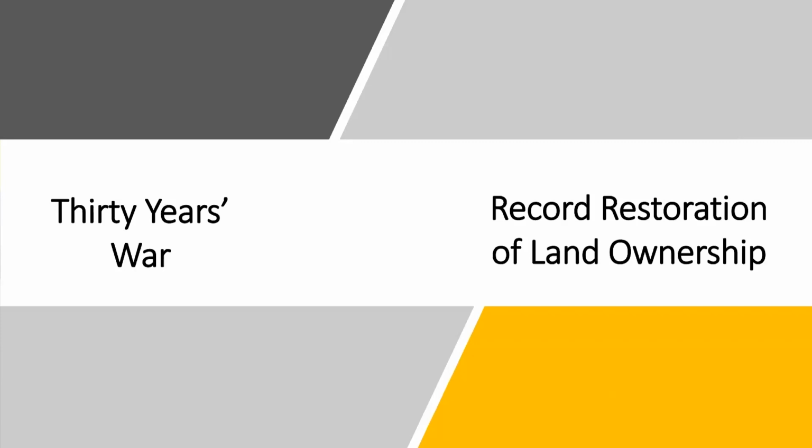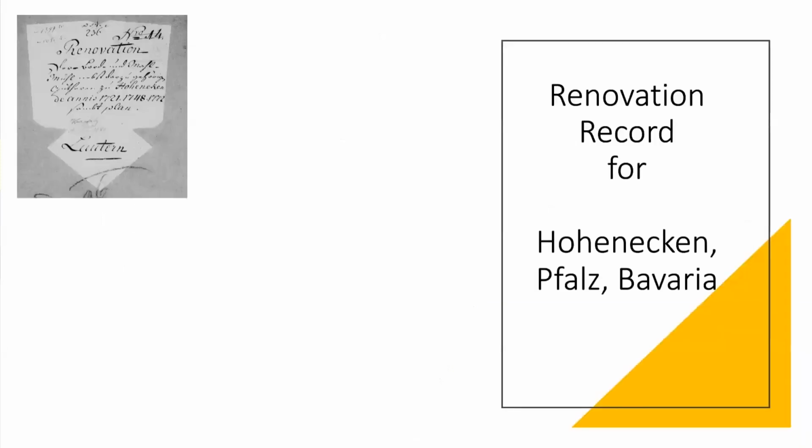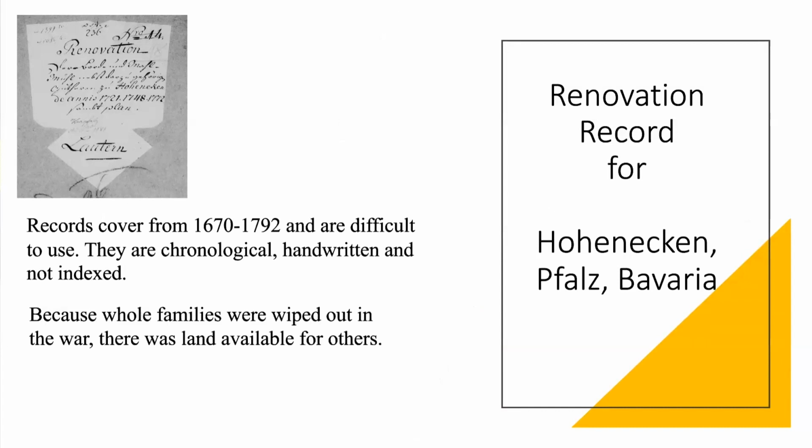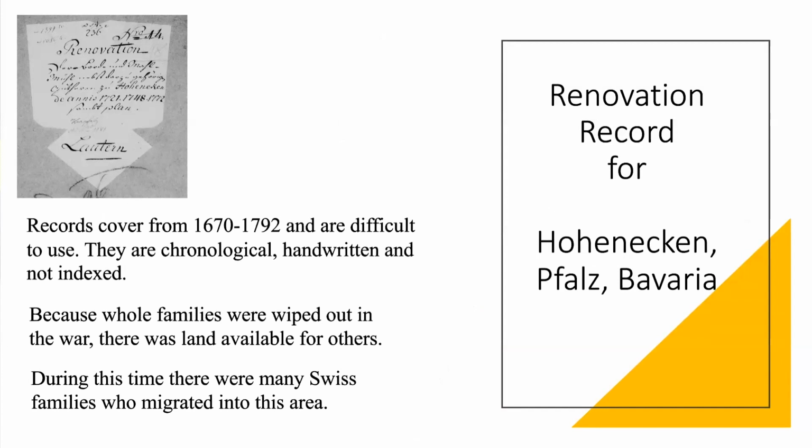The government assigned renovators who created renovation protocol of records to reestablish property rights. If a person had documented proof of ownership, they could reclaim their land. This is the renovation record for Hohenecken, Pfalz, Bavaria. Records covered from 1670 to 1792 and are difficult to use. They are chronological, handwritten, and not indexed. Because whole families were wiped out in this war, there was land available for others. During this time period, there were many Swiss families who migrated into this area.